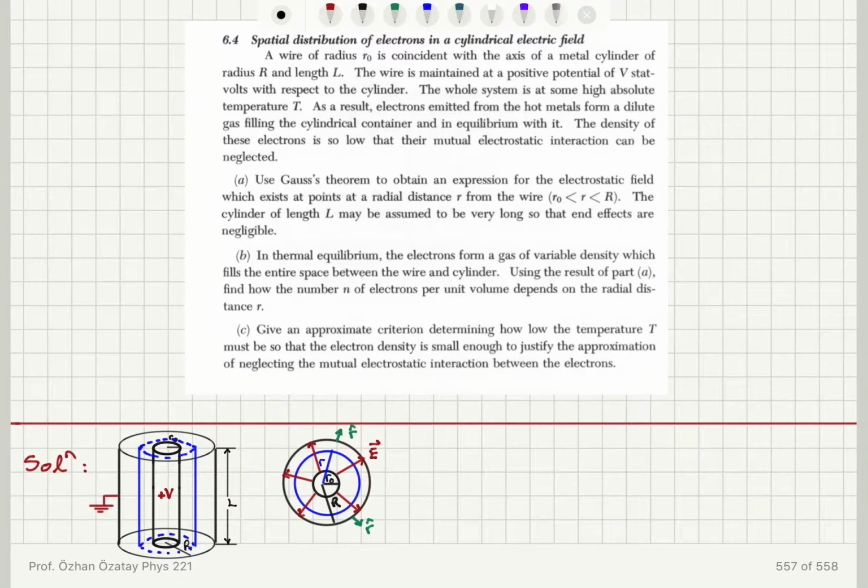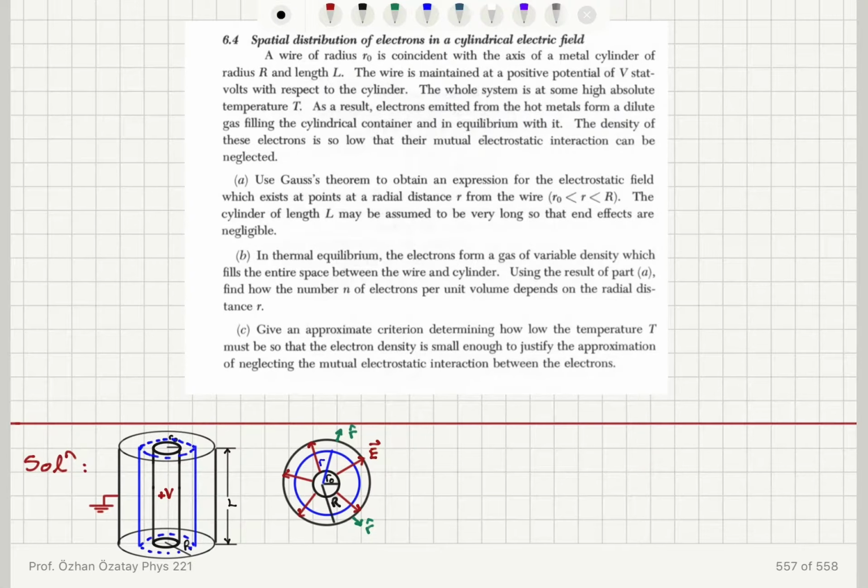Spatial distribution of electrons in a cylindrical electric field. A wire of radius r sub 0 is coincident with the axis of a metal cylinder of radius capital R and length capital R. The wire is maintained at a positive potential of V stat volts.